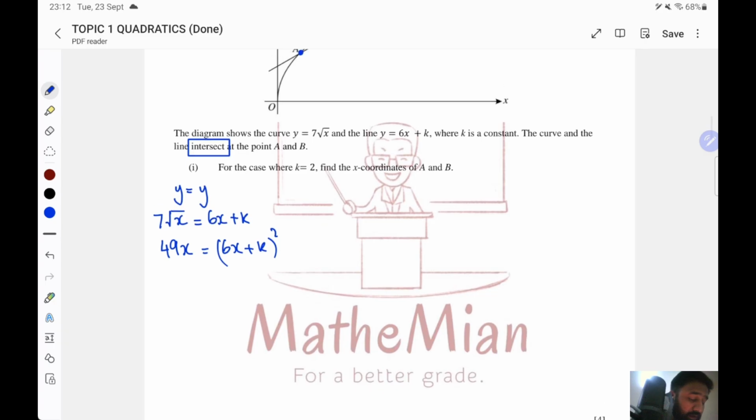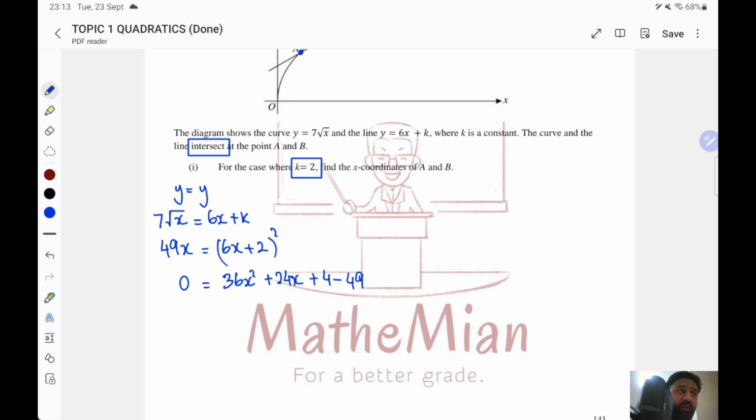So if I take the square of the terms on the right side, remember the value of k is given to you for this question. So we are going to replace this value of k as 2, and we are going to expand it. Now the expansion of this will be 36x square plus 24x plus 4, and I'll bring 49 to the other side as well so that I can simplify it in the same steps.